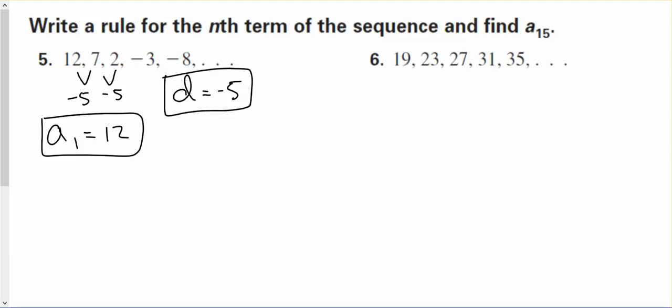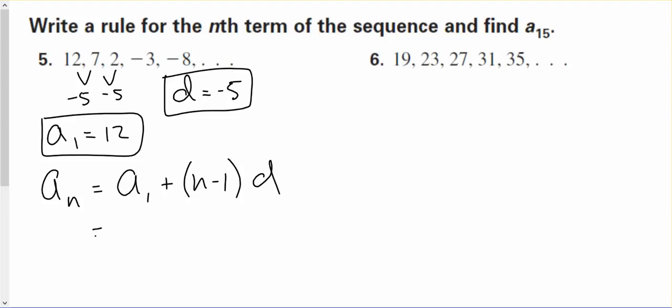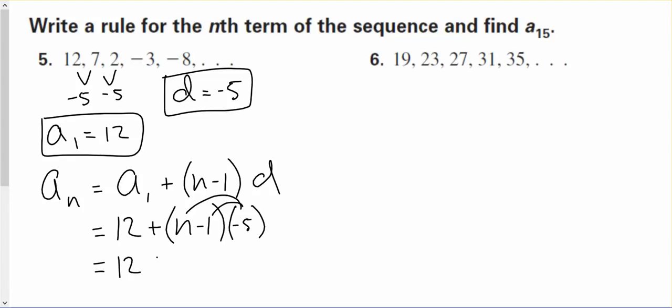We're going to be plugging those into our general form. And now we're just plugging in terms. First term is a 12 plus n minus 1 times negative 5. I put that negative 5 in parentheses because if I didn't, then that would just be subtracting 5. Now we simplify and we get 12 minus, because negative 5 times n makes negative 5n. Negative 5 times negative 1 makes positive 5.